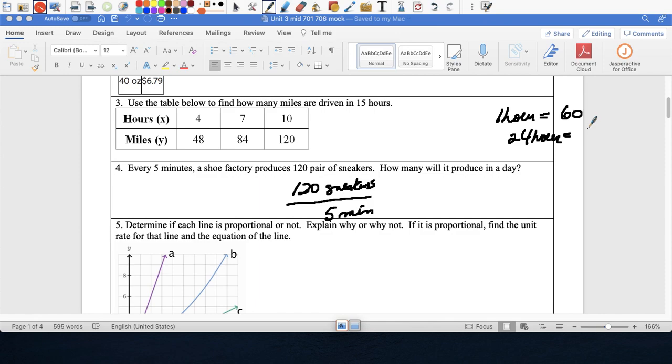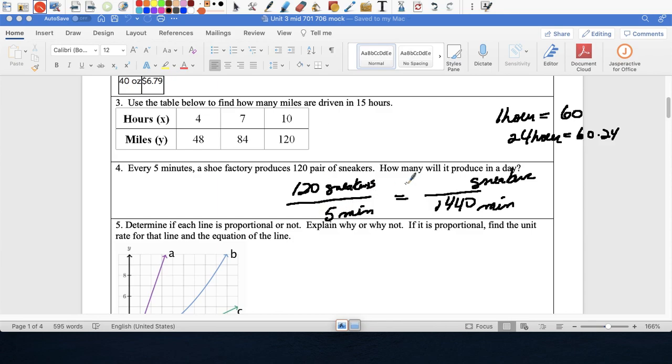We're going to multiply 60 times 24, and we get that 24 hours has 1,440 minutes. Let me write my units. If you always write your units, you will never have to guess where to put the values because it's labeled for you. So there are many ways you can do this.